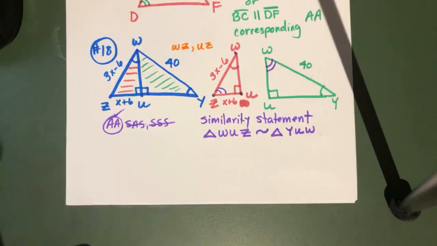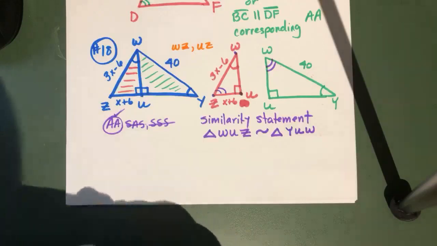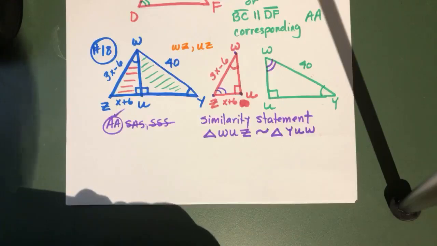Look at the pictures that I drew. We've got similarities here. We don't know exactly what those similarities are. We don't know what the scale factor is, but we want to find out what's missing. In order to find out what's missing, we have to set up a similarity statement. So the question is, how do we do that?